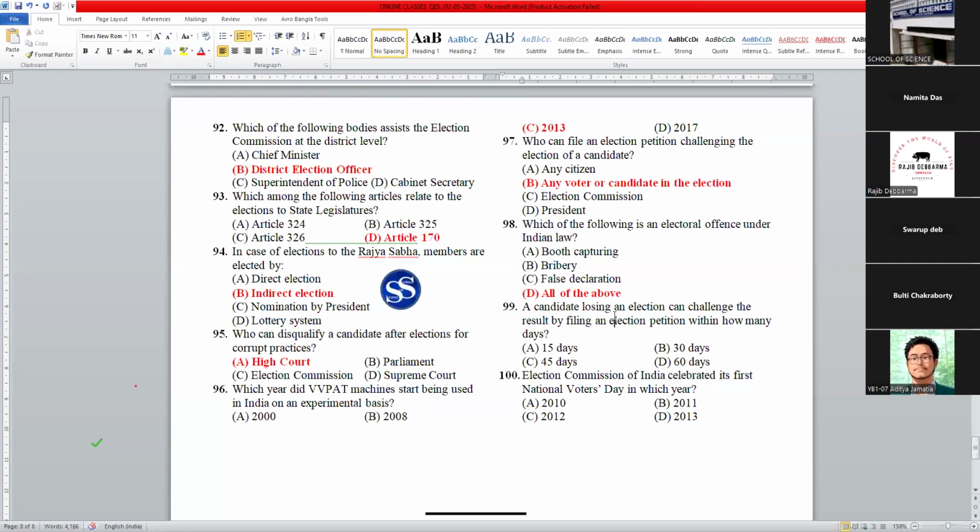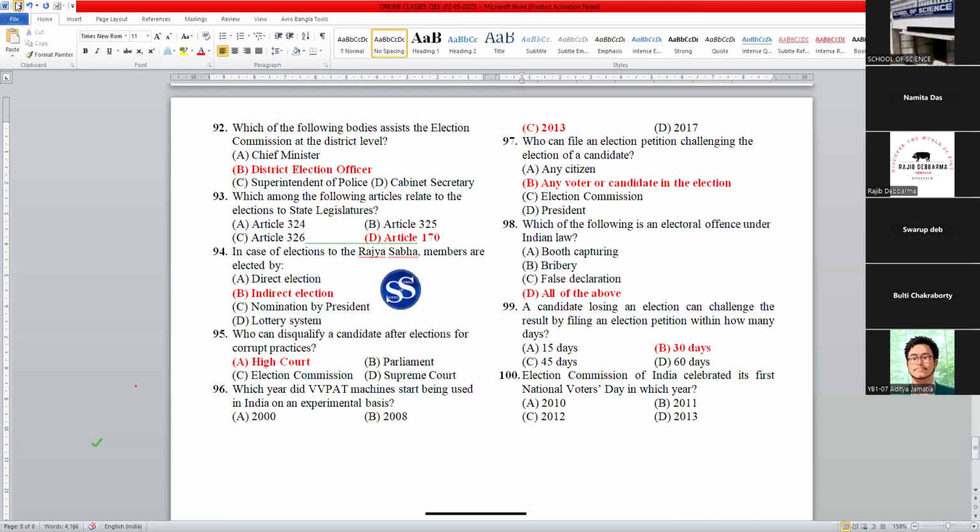A candidate losing an election can challenge the result by filing an election petition within how many days? I repeat this question once again. It is 30 days. And this is there in the Representation of the People Act 1951.